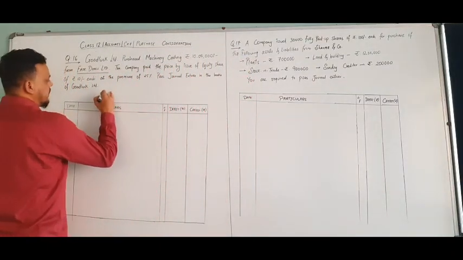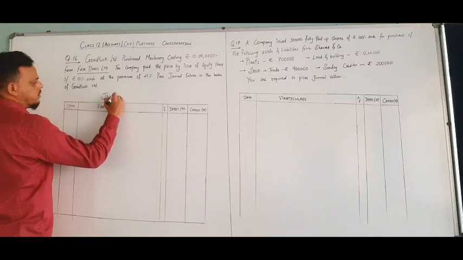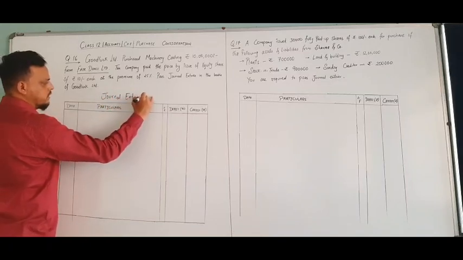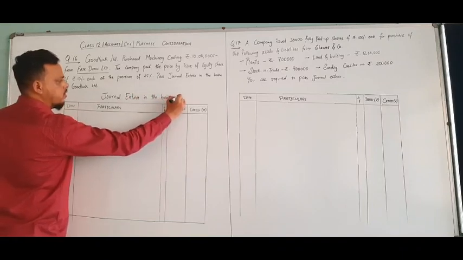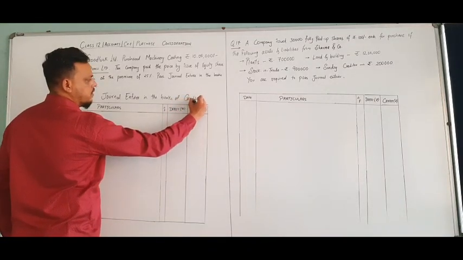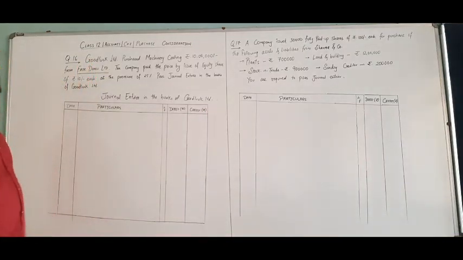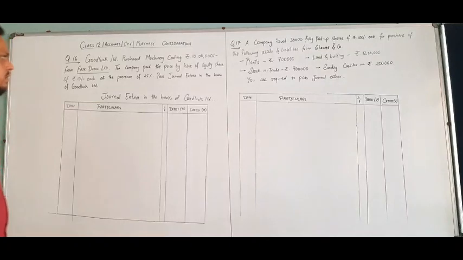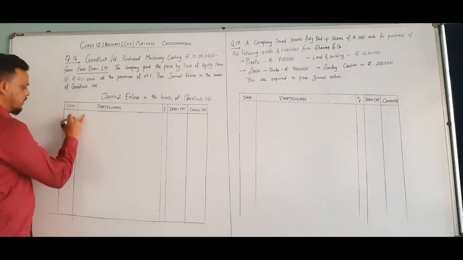So write journal entries in the books of Goodluck Limited. This kind of question can be asked for 2 marks also, 3 marks also. So let's begin with the first concept, where you have purchased machinery.